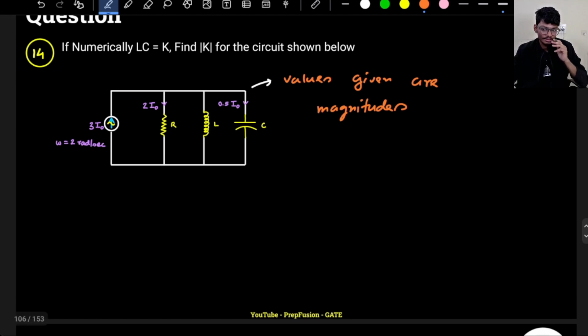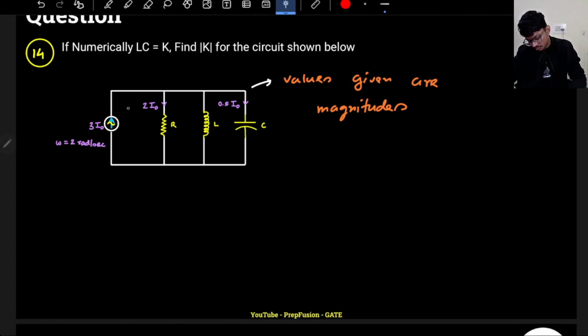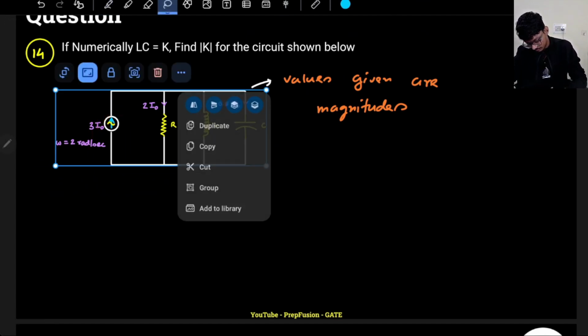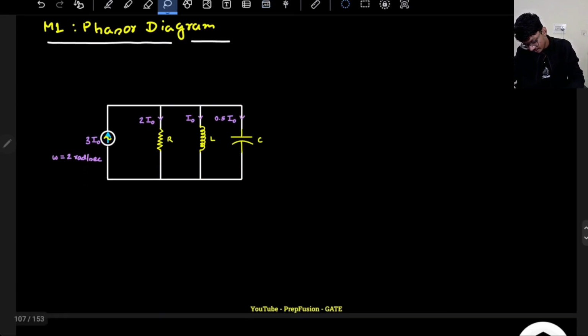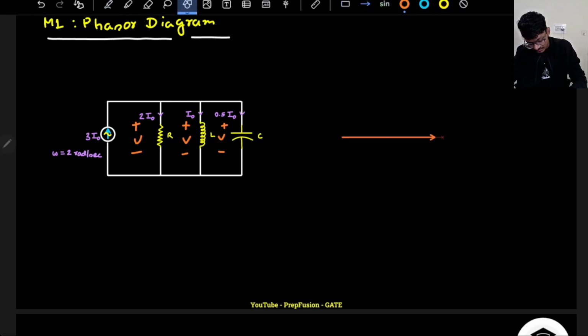I told you one point in AC circuits: if no reference is given, you choose a reference and solve from there. In this case, what reference shall I choose? Should I choose current as a reference, or, since I am measuring a voltage across all the elements because they are in parallel, should I choose voltage as reference? I should definitely choose voltage as reference. So my voltage will be the reference signal.